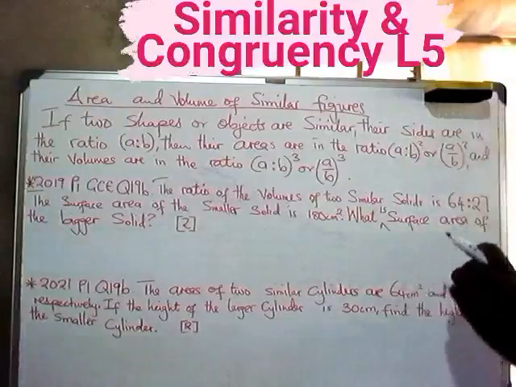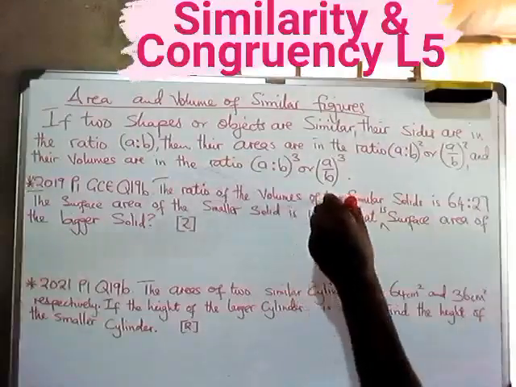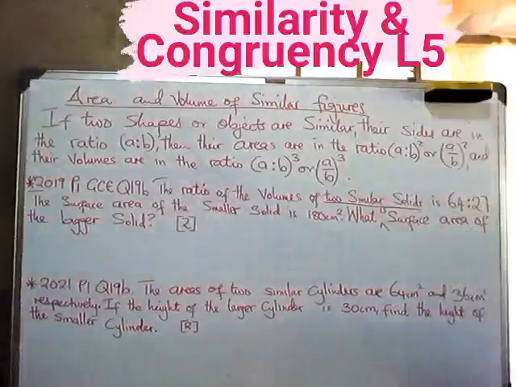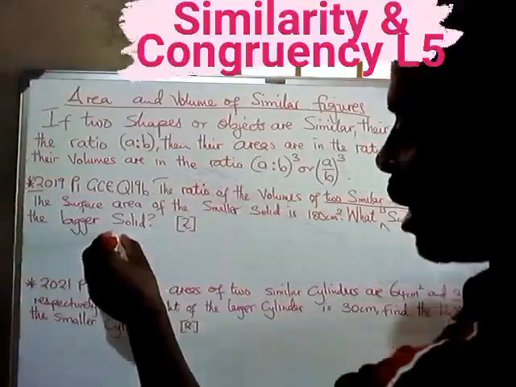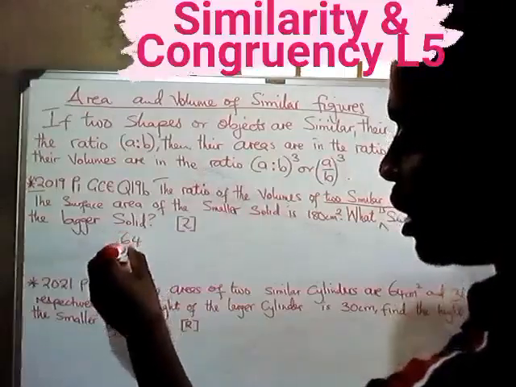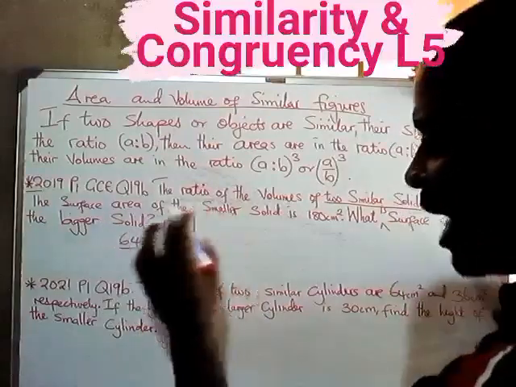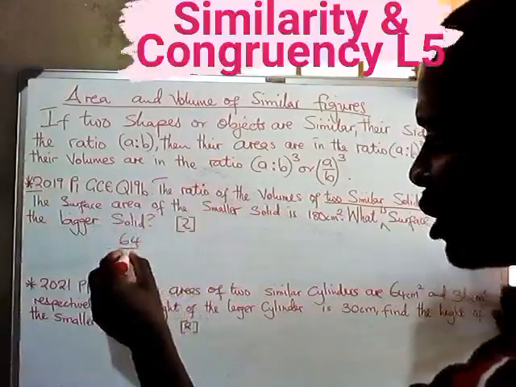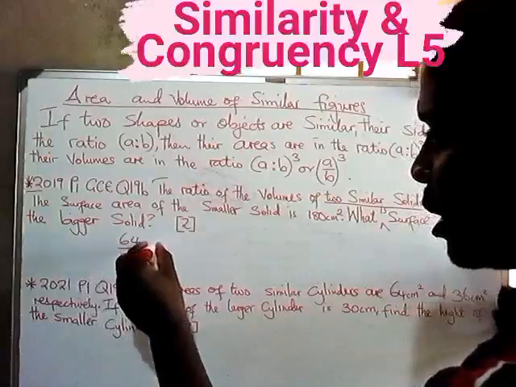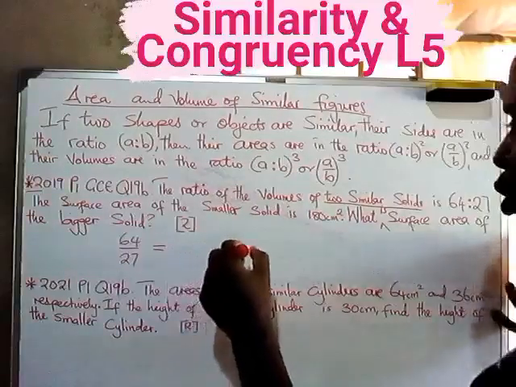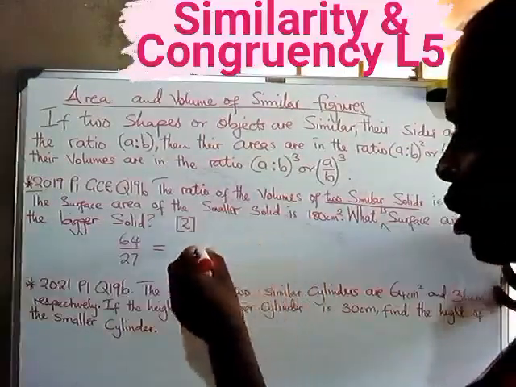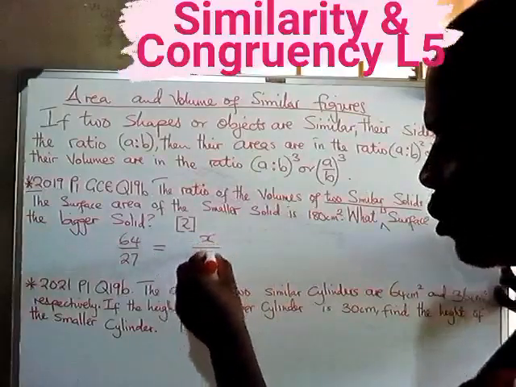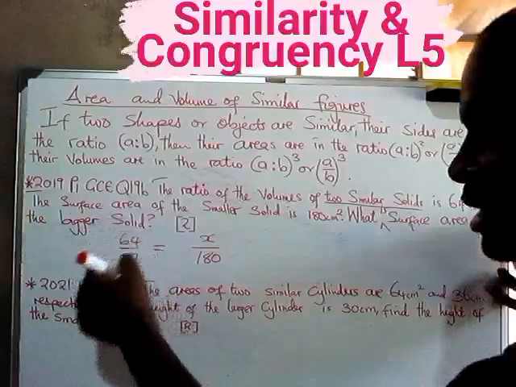So we have two similar solids which have the ratio 64 to 27. 64 is bigger than 27, meaning 64 is for the bigger solid, then 27 is for the smaller solid. We are told that the surface area of the smaller solid, so it's equal to x over 180. Now, this is the volume.